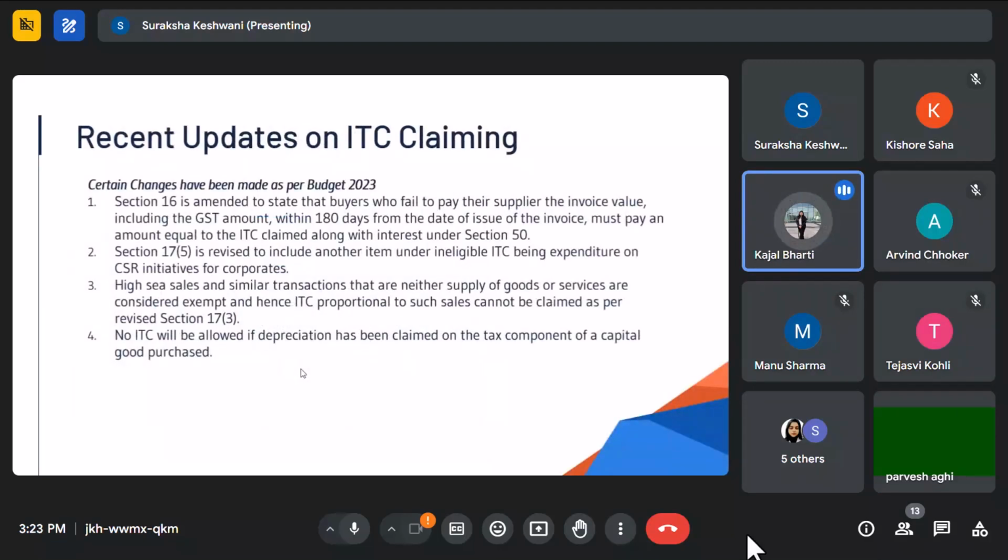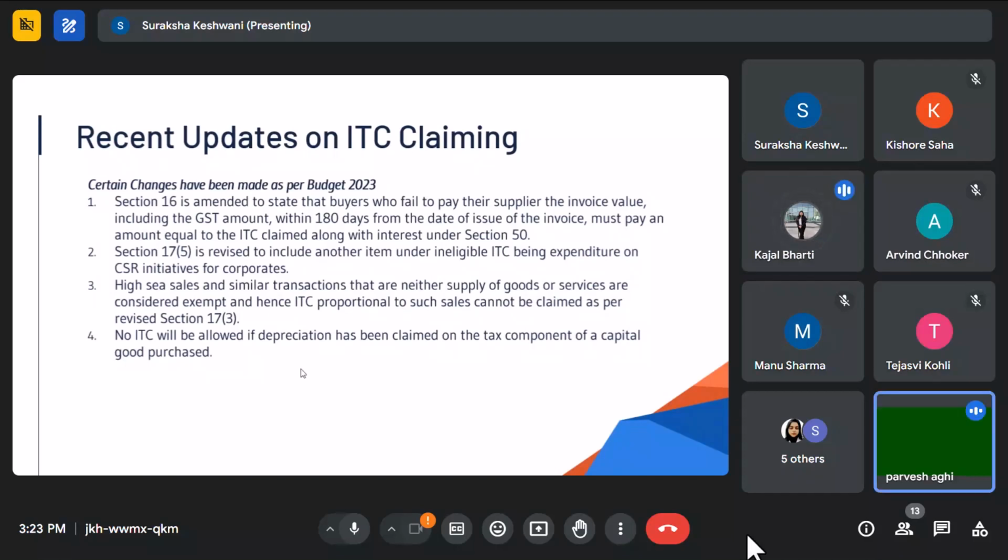So, what are the recent updates on ITC claiming? There are certain changes which have been made as per the budget 2023. Section 16 is amended to state that buyers who fail to pay their supplier the invoice value, including the GST amount, within 180 days from the date of issue of the invoice, must pay an amount equal to the ITC claim along with interest under Section 50.